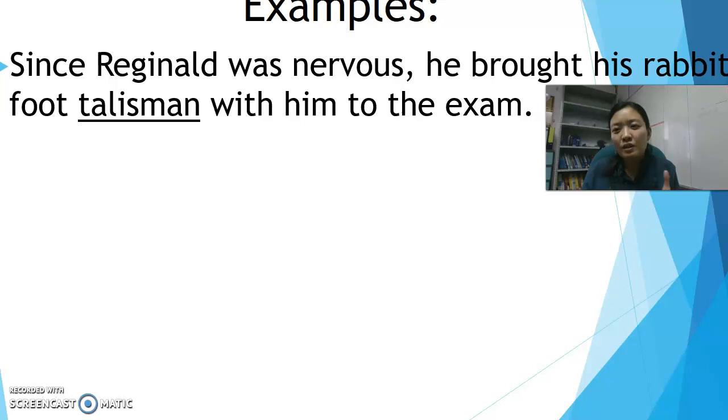Talisman. So what do you think talisman is? Something like a rabbit foot. You know what a rabbit foot is, right? So talisman here probably means some kind of charm or a lucky amulet or something that he brought to the exam so that he's less nervous. Alright, next one.